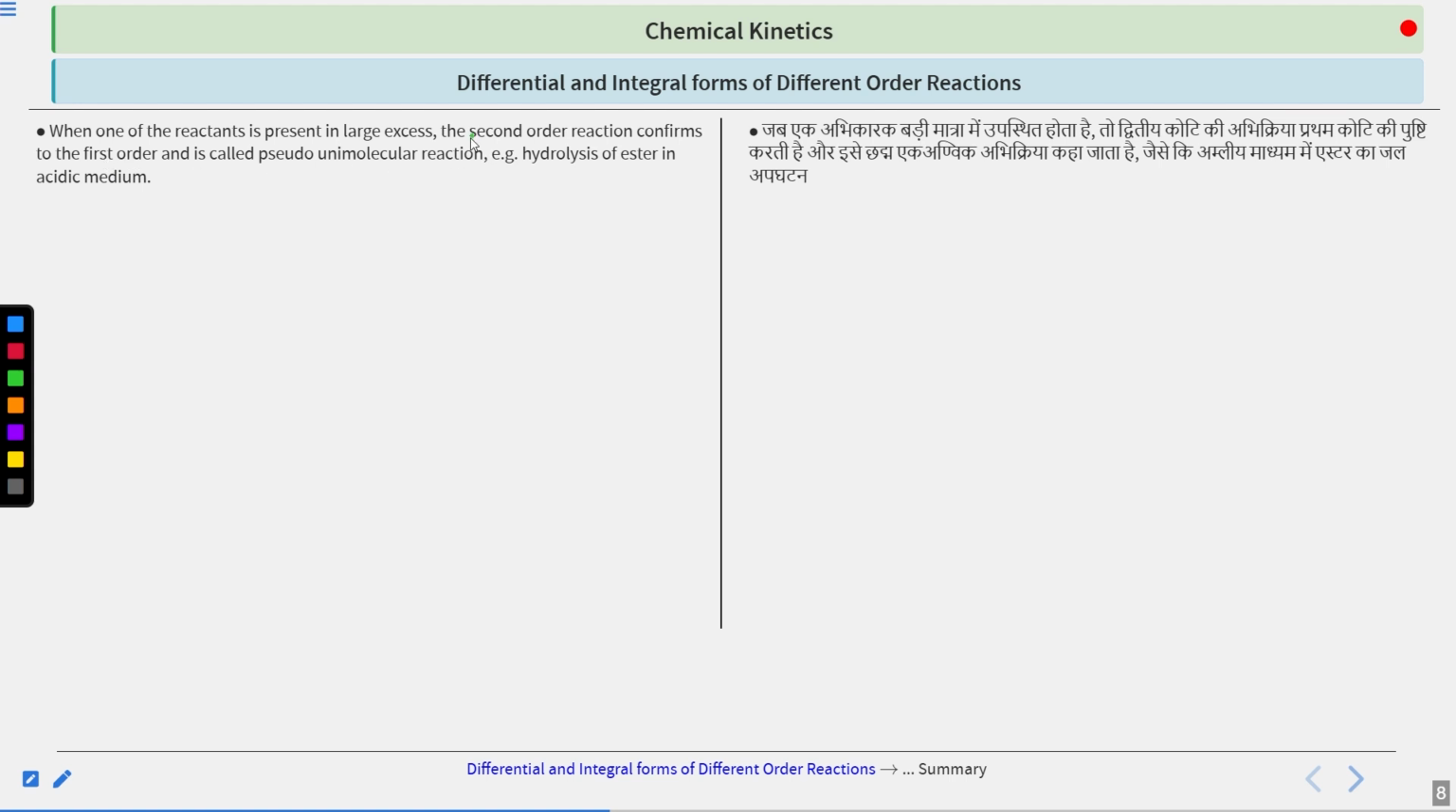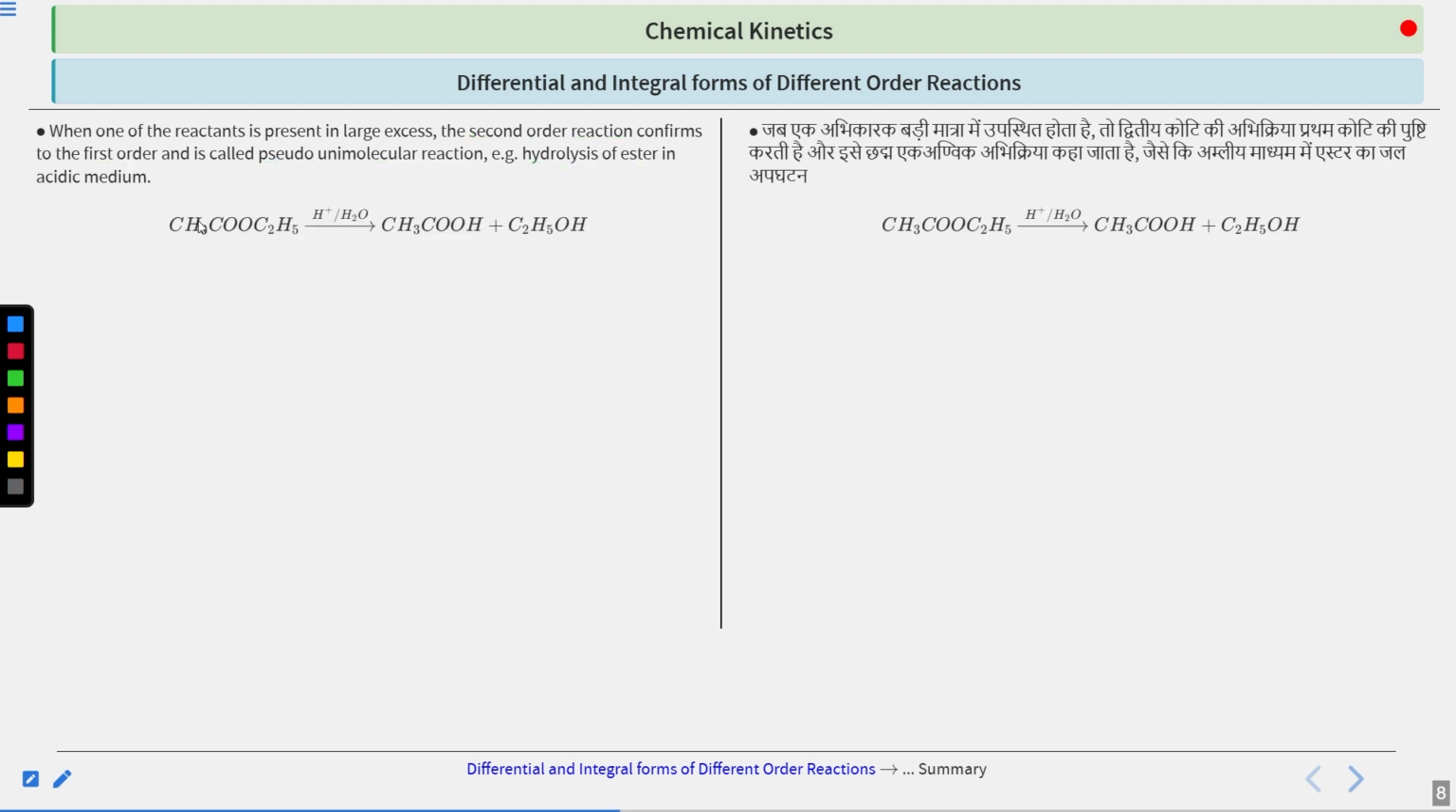We have taken a second order reaction, and by increasing the concentration of one of the reactants, we have made it look like a first order reaction. It is not a first order reaction, it only seems to be first order, and that is the reason it is called a pseudo first order reaction or pseudo unimolecular reaction. Example, what are the examples? The simple example which everyone reads is the hydrolysis of ester in acidic medium.